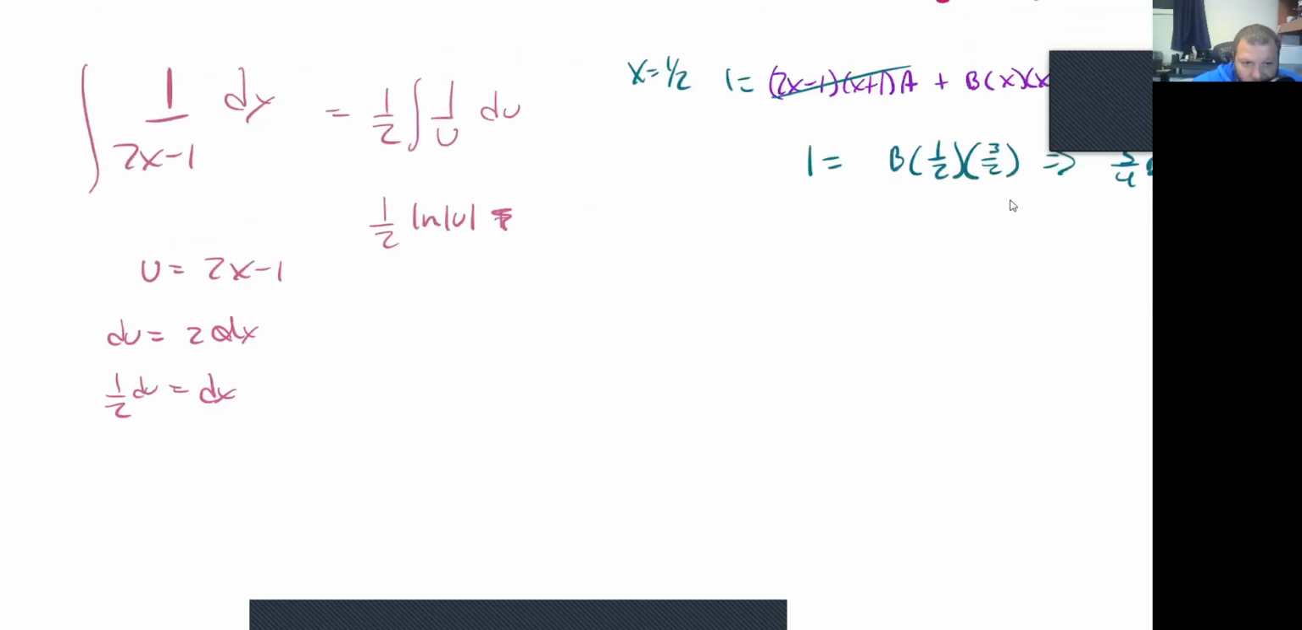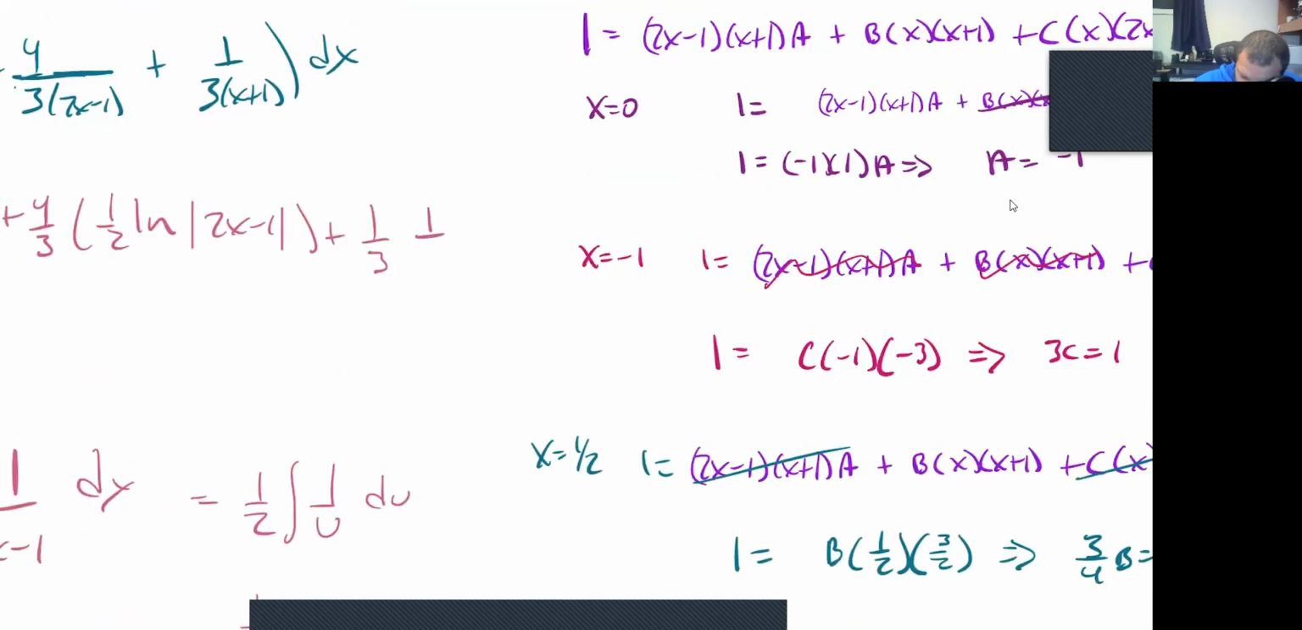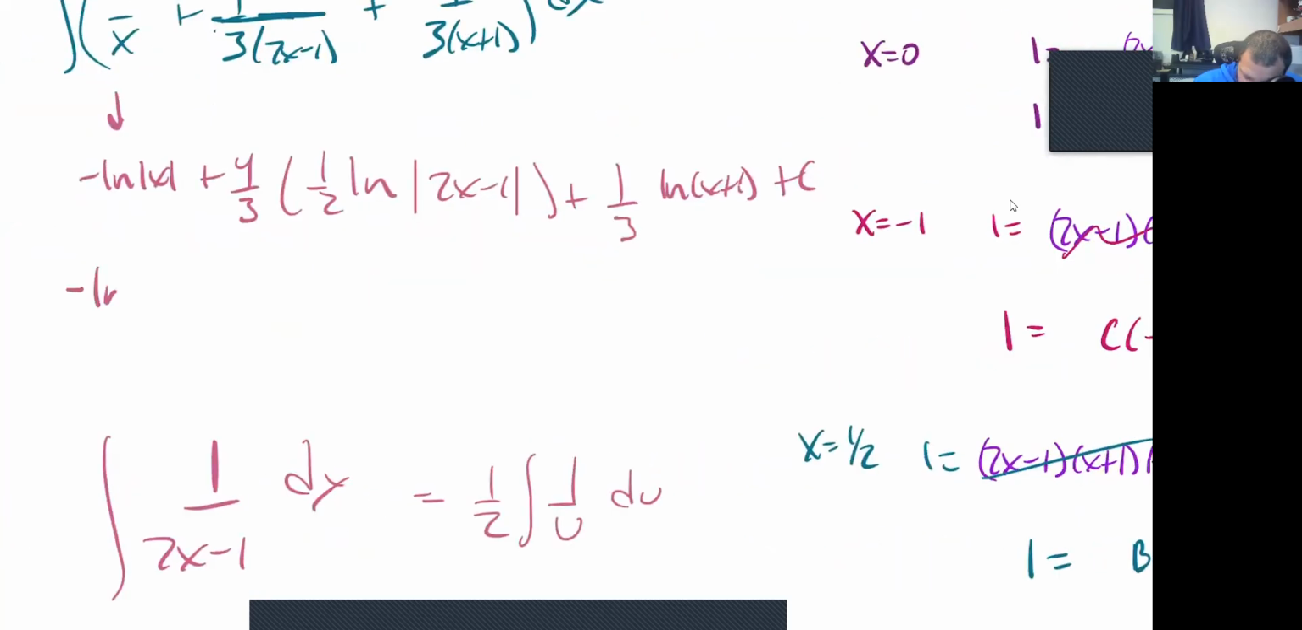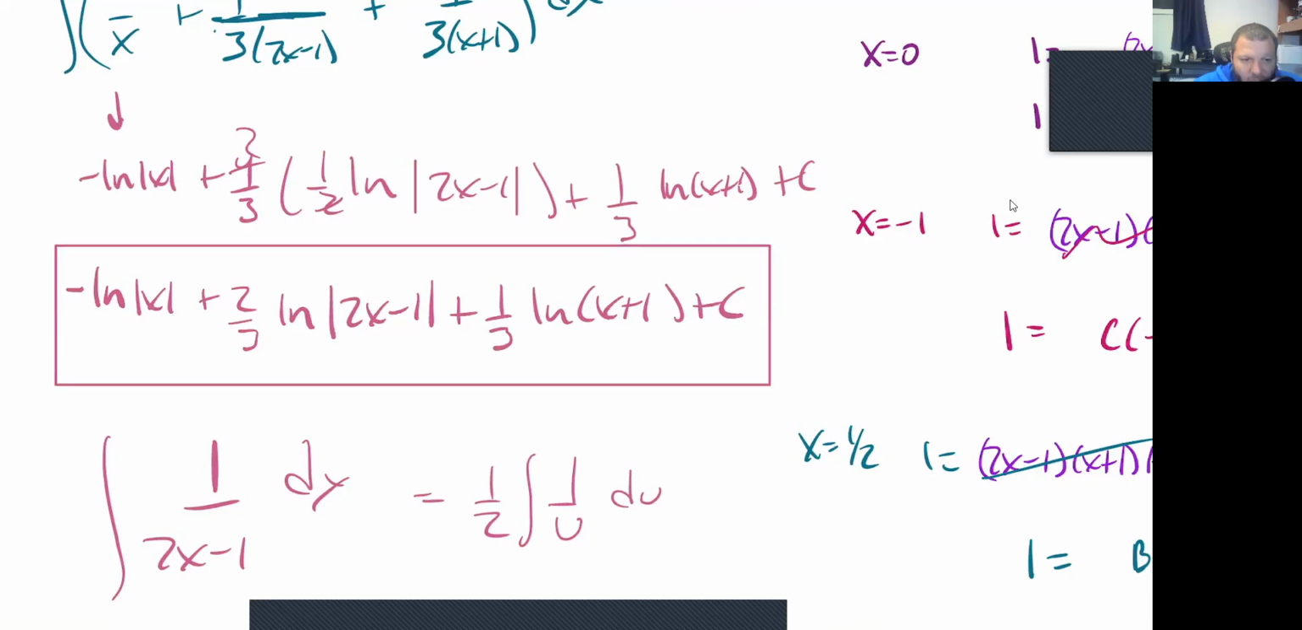We don't even need the constant here. So we're going to end up with plus 1/2 natural log of 2x minus 1, plus 1/3. By similar logic, we're going to get the natural log of x plus 1 here, plus a constant. We can clean it up a little bit: negative natural log absolute value of x, plus 2/3 natural log of absolute value of 2x minus 1, plus 1/3 natural log of x plus 1, plus the constant. That is our antiderivative for question number 9.